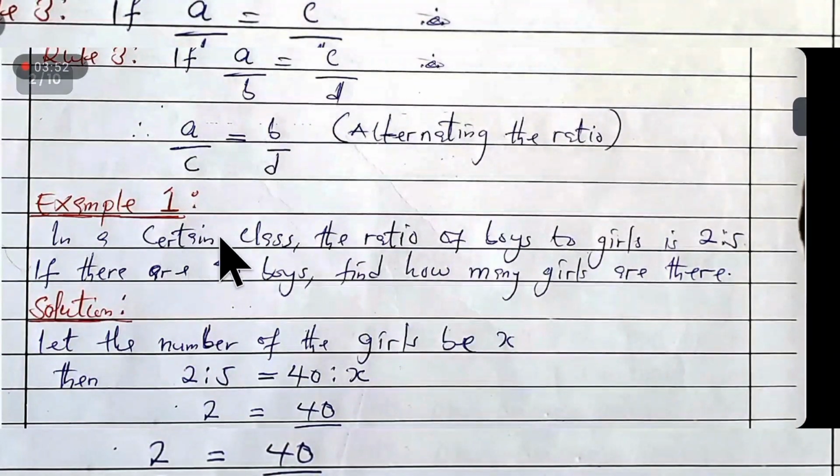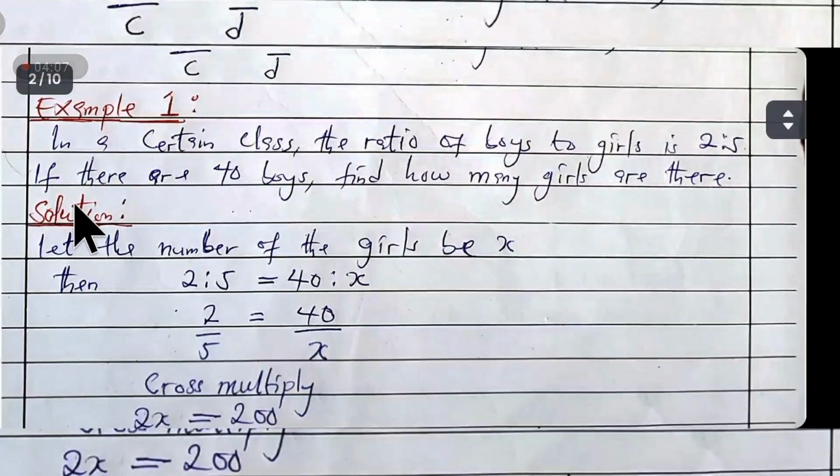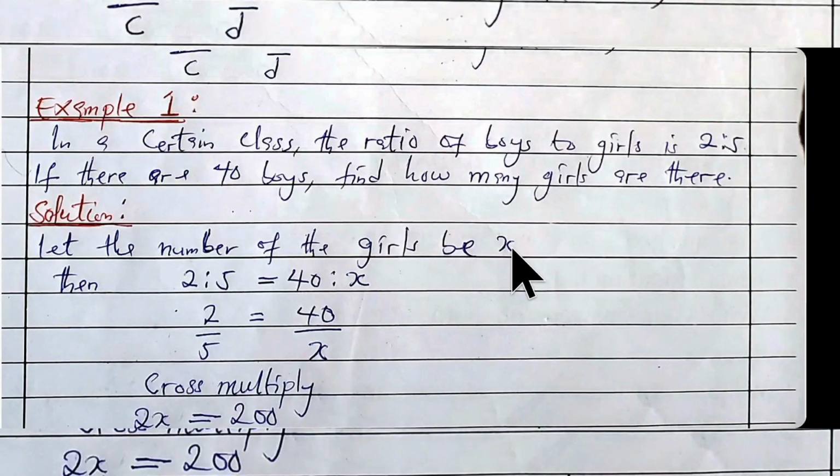Example 1. In a certain class, the ratio of boys to girls is 2:5. If there are 40 boys, find how many girls there are. Alright, so solution, let the number of girls be x. We don't know the number of girls, so it's unknown. Let it be x. Then the ratio will be 2:5. So this is a ratio of boys to girls. This 2 is for boys, this 5 is for girls.